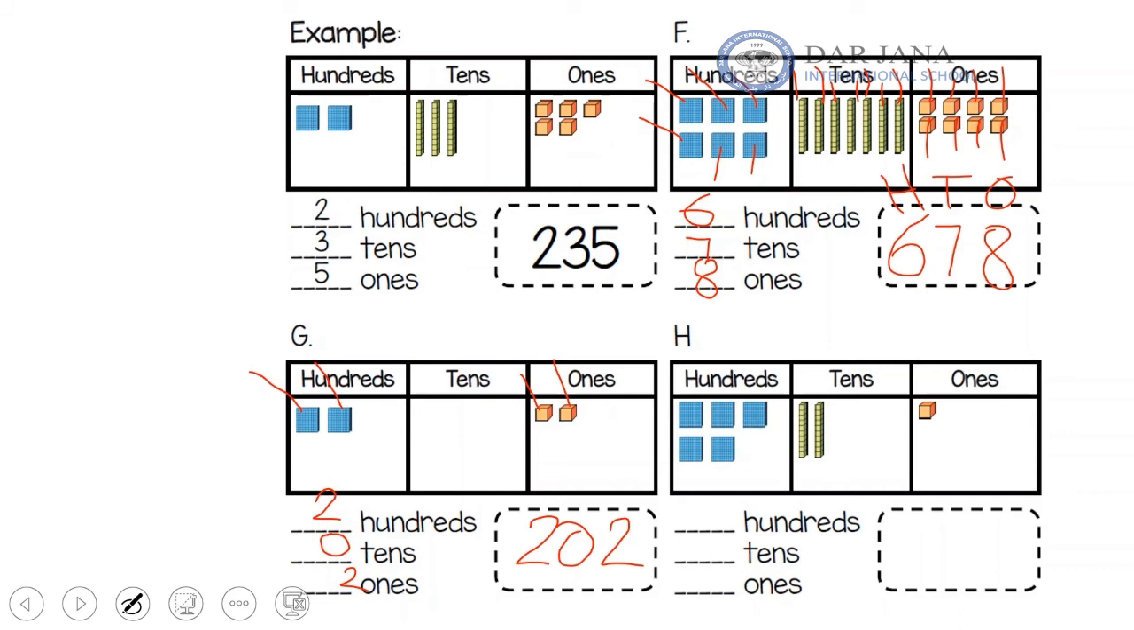Now, how many hundreds do you have? 1, 2, 3, 4, 5. 5 hundreds. How many tens? 1, 2. So you put 2 tens. How many ones? Only 1. So 521. Remember, when you count the number of the hundreds or the tens or the ones, count slowly.